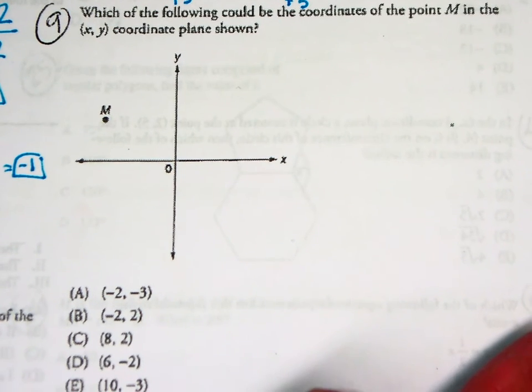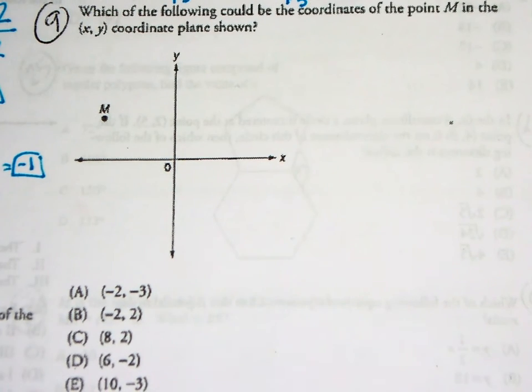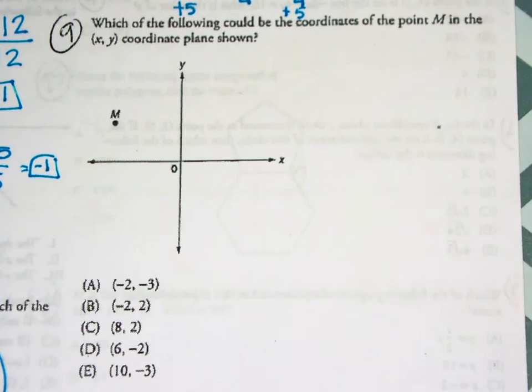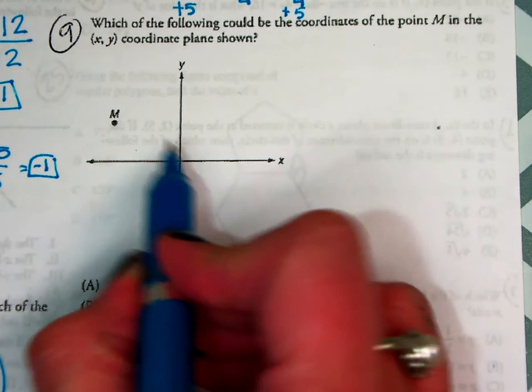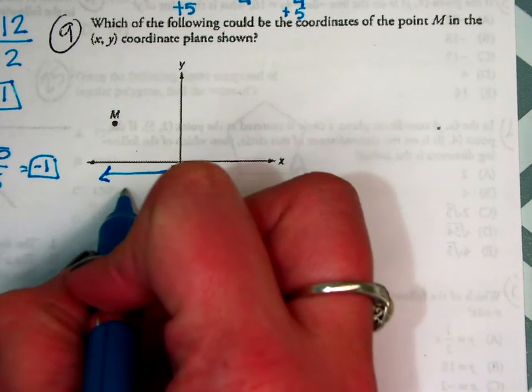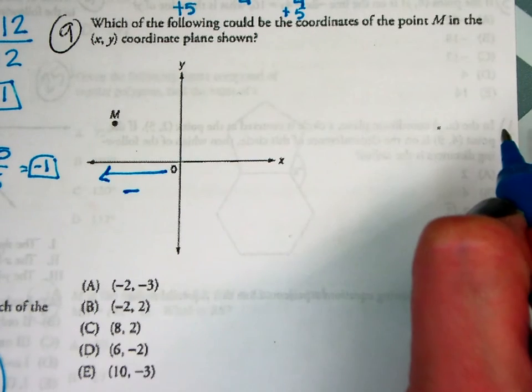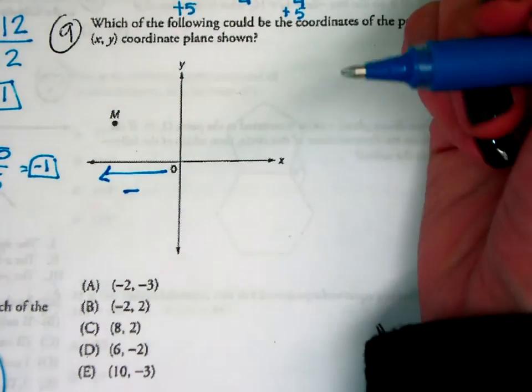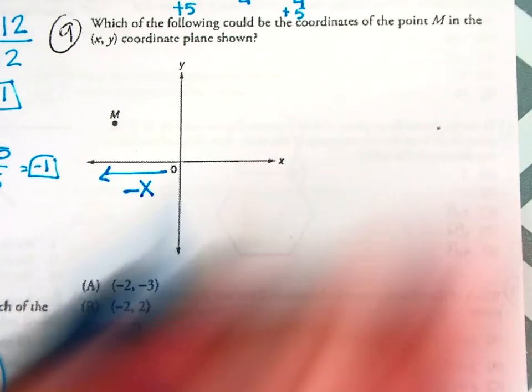Here's what I don't want you to do with this problem. I don't want you to overthink it. It is so easy to overthink these kinds of problems because there's no numbers on that picture. But what I want you to think about is how you get from the origin over to M. So we go left first, which is a negative x direction. So let's stop there. So we're going somewhere in the negative x.